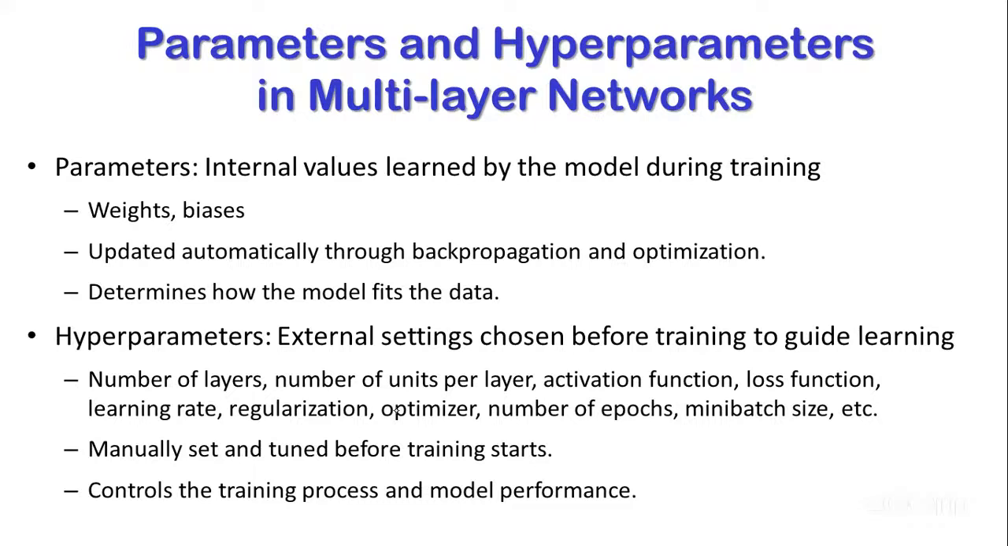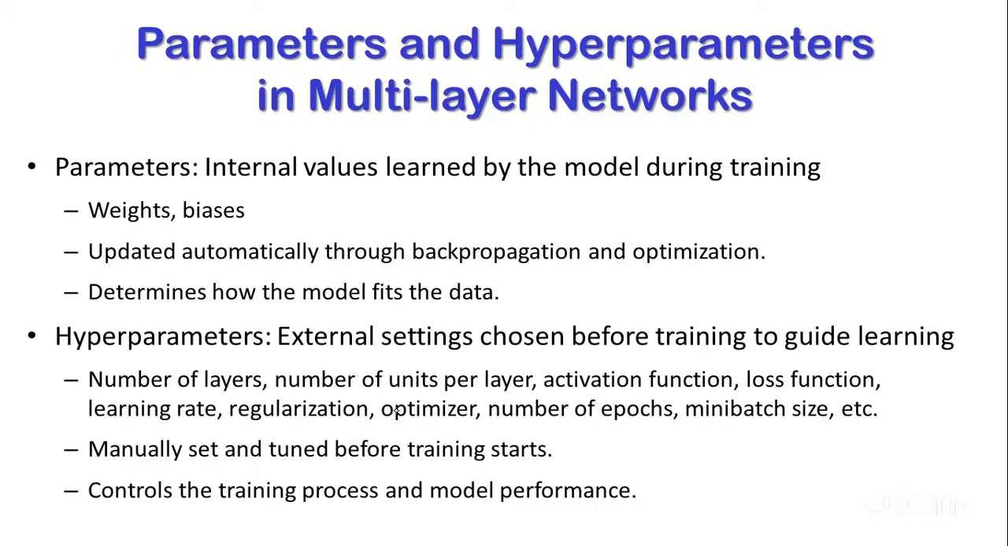All these are hyperparameters. You can understand the difficulty over there, right? What to do, what not to do. So we need to set these hyperparameters, and we need to tune them before starting our training, because these hyperparameters are actually controlling the training process as well as the model performance.